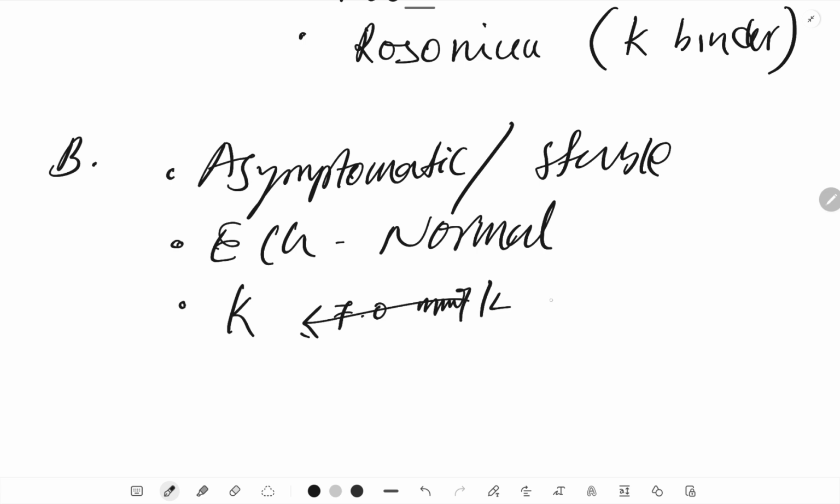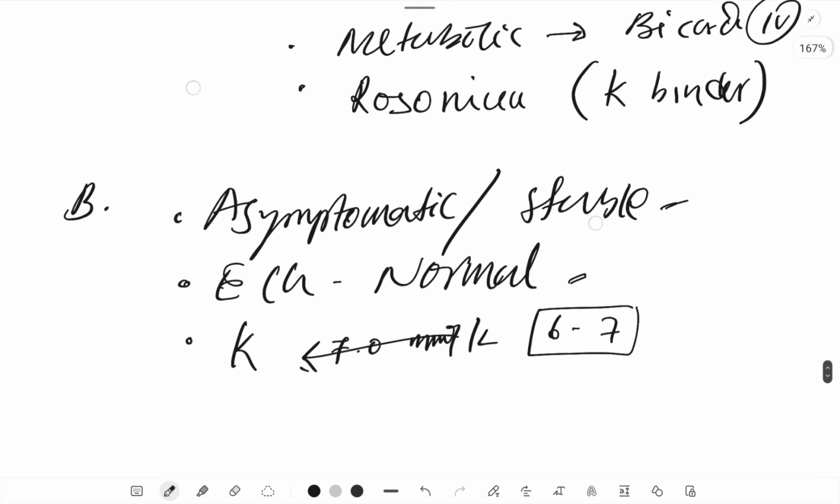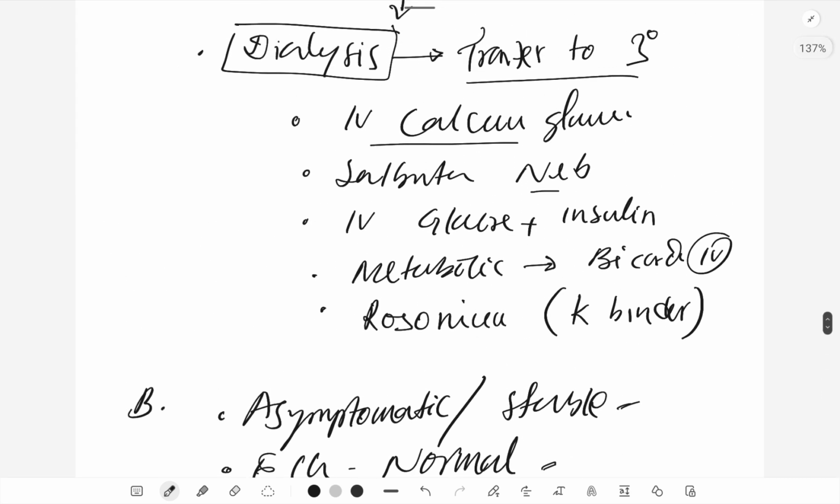Actually, it is 6 to 7, because in category C we will talk regarding the potassium level less than 6. So in category B, the potassium level is actually within 6 to 7, that means less than 7. ECG normal, patient stable clinically. So all the treatment given in category A should be given in category B except IV calcium gluconate.